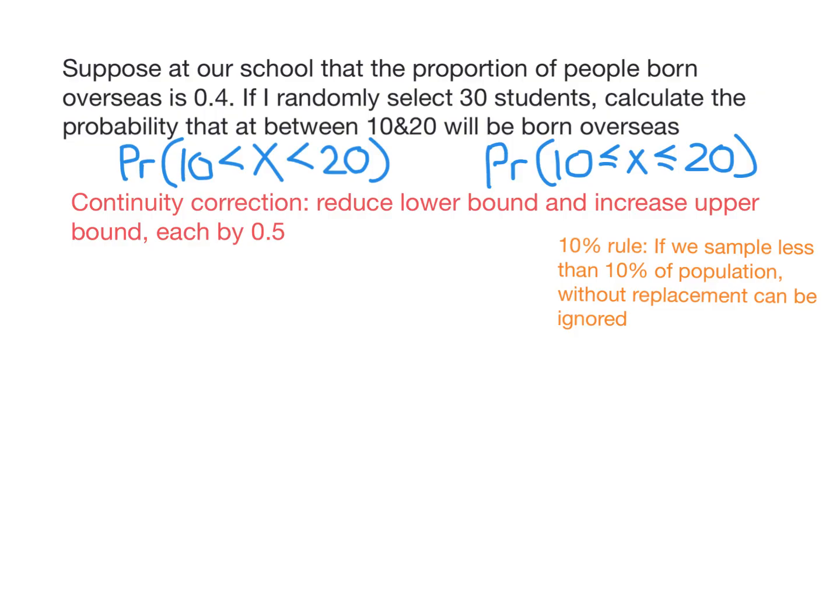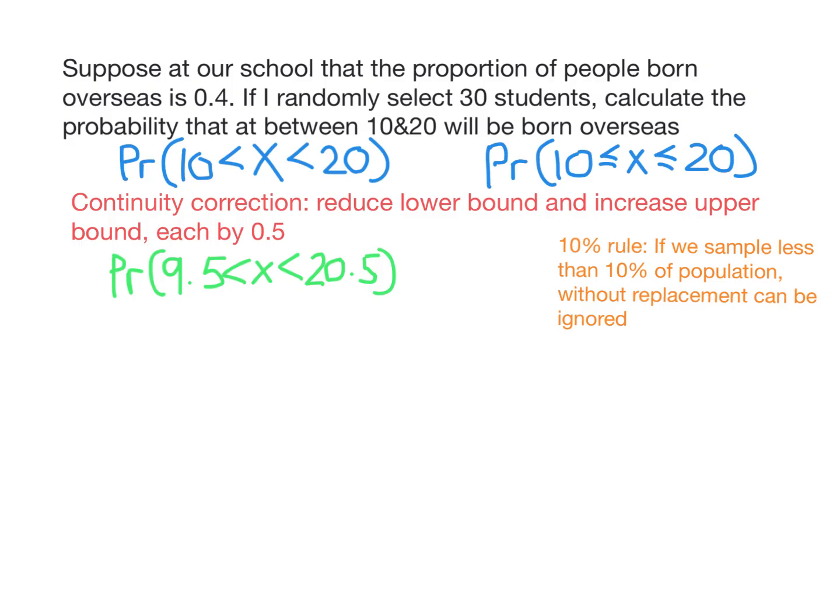So what we need to do is apply a continuity correction. That is, we reduce the lower bound and increase the upper bound each by 0.5. Instead, what we're actually going to calculate is this: we reduce 10 by a half, and we increase 20 by a half. That gets rid of the ambiguity I just spoke about. It's called a continuity correction because we're approximating a discrete random variable with a continuous random variable.